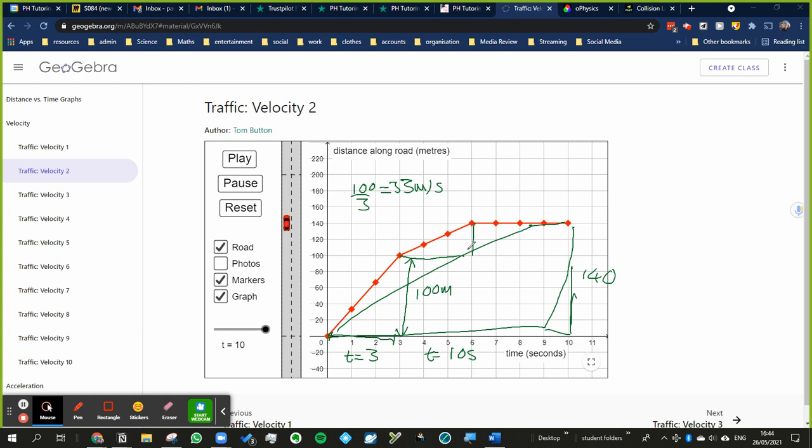Now for this bit here, it's increased from 100 to 140. So that's an increase of 40 meters over the course of 3 seconds. So it's going to be 40 over 3. So this time it's only going to be 10.3 meters per second. All right.